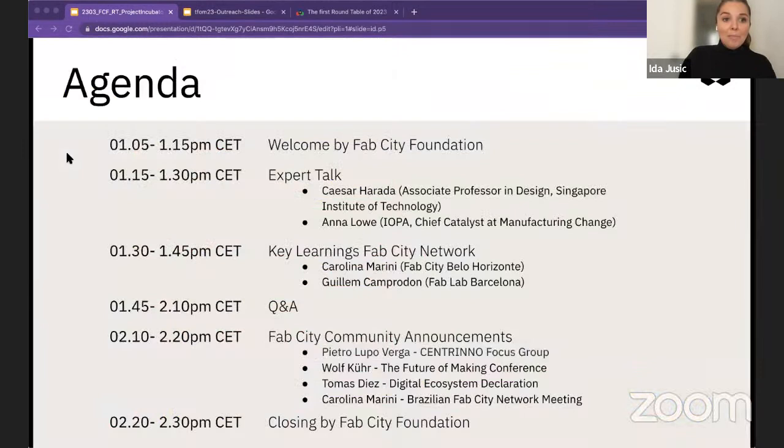This is the agenda of today. We'll start with a small welcome by Carolina from Fab City Foundation. Then it will be followed by the expert talk with Cesar and Anna, as well as some key insights, key learnings from the Fab City Network. This will be rounded up with a Q&A. And afterwards, we'll have some Fab City community announcements, some events and also projects that are coming up shortly within the next 3 months, and a closing.